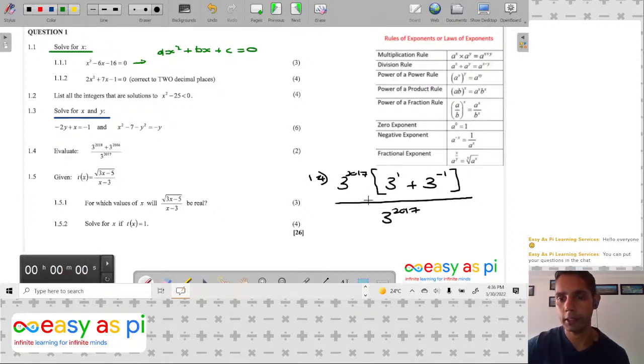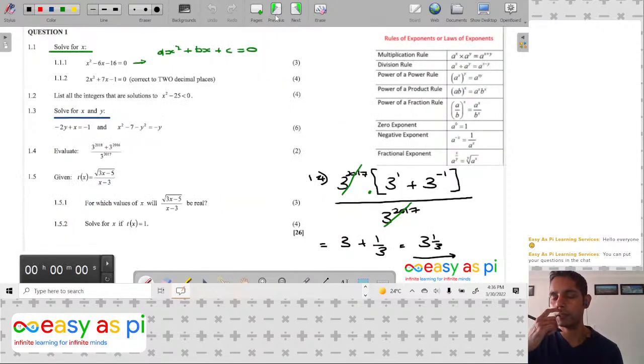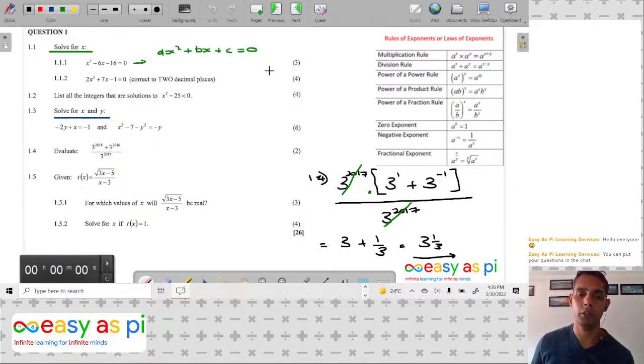Now I can do cancellation, because I've got a multiplication. And of course this cancels. Now what am I left with? I'm left with 3 plus 1 over 3, which is 3 and 1/3. Or if you wanted to put it in improper fractional form, 10 over 3. Not particularly difficult in this case, but there you go.